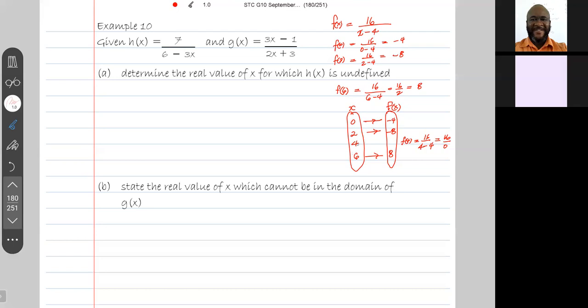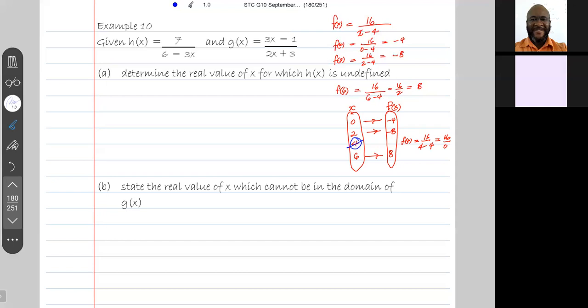So what you have is a situation where there is a value in the domain for which there is no value in the codomain. Now, in a situation like this, this is not a function. So for this to be a function, we'd have to take the number 4 out of the domain. In other words, the number 4 makes the function undefined.